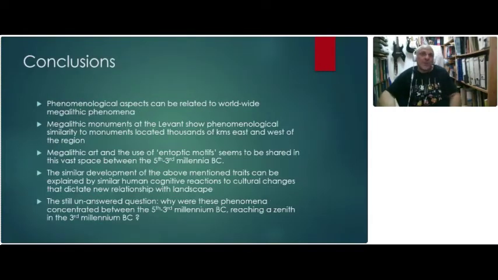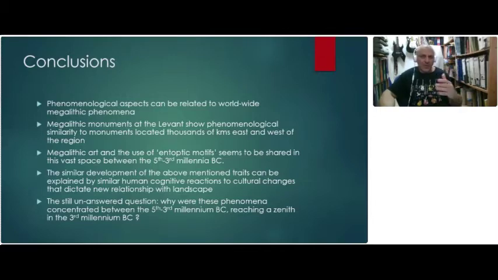Now, to conclude, the phenomenological aspect can be related to worldwide megalithic phenomena. Megalithic monuments in the Levant show phenomenological similarity to monuments located thousands of kilometers east and west of the region. Megalithic art and the use of entoptic motifs seem to be shared in a vast space between the 5th and the 3rd millennium BC, with a zenith in the 3rd millennium BC. The similar development of the above-mentioned traits can be explained by similar human cognitive reaction to cultural change that dictates a new relationship with landscape. The still unanswered question that we should at least put on the table is, why were these phenomena concentrated between the 5th and the 3rd millennium and reached the zenith in the 3rd millennium BC?